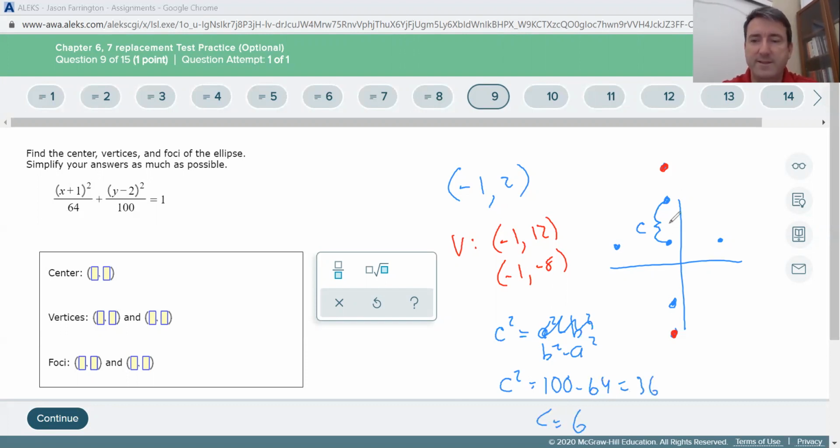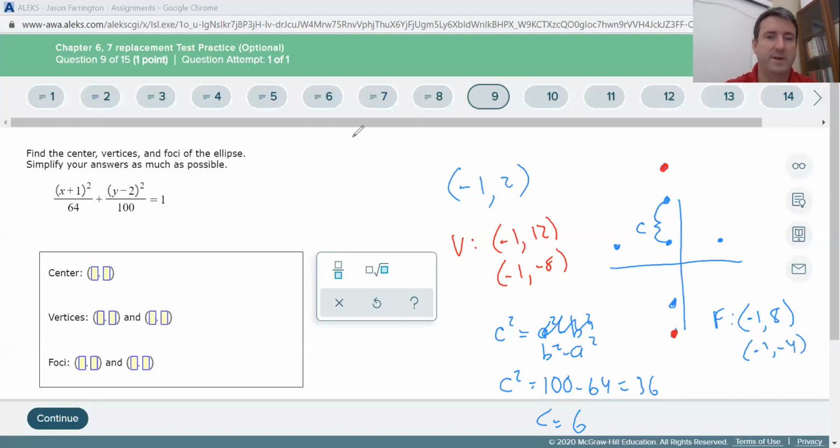So this distance is going to be 6. So we're going to find our foci the same way we found the vertices, but instead of adding 10 and subtracting 10, we're going to add 6. So 2 plus 6 is 8. And subtract 6. So 2 minus 6 is -4.